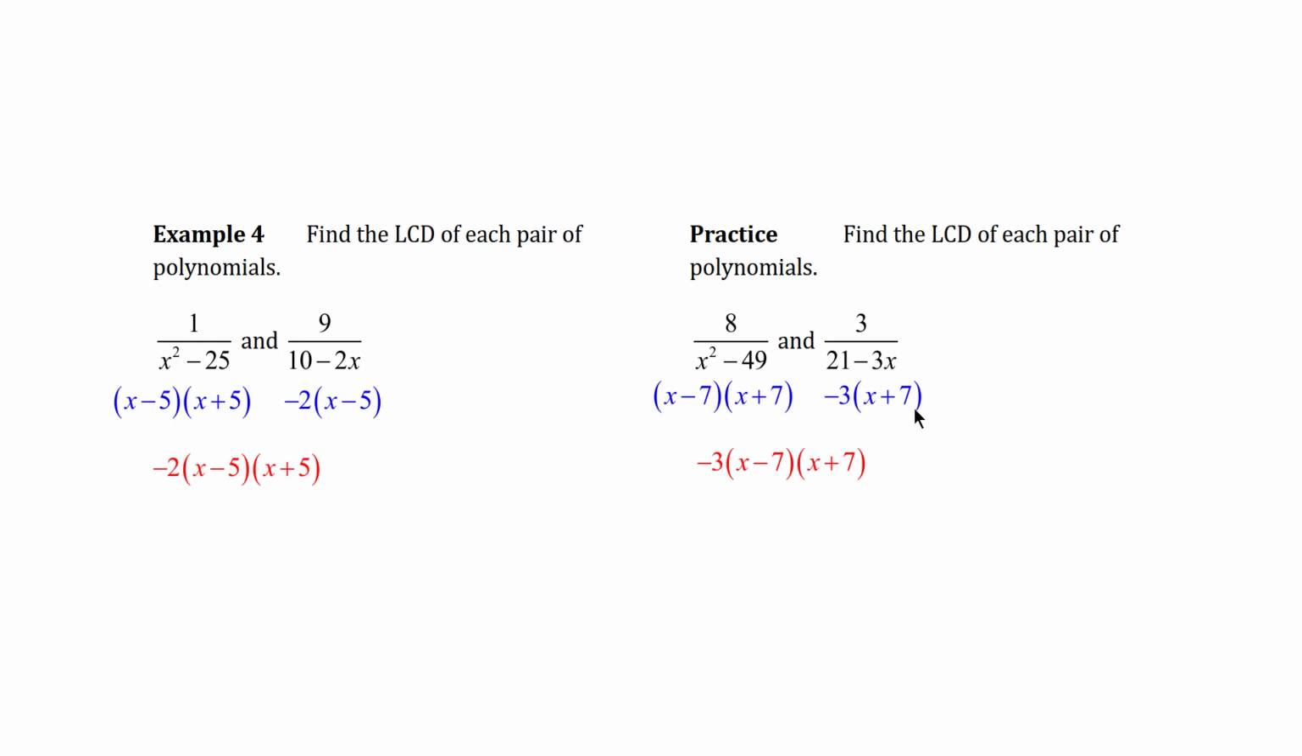From here, we go ahead and find all the unique factors from each denominator. From the first fraction, we include the x minus 7 and the x plus 7 as part of our LCD. From the second fraction, we include the negative 3. However, we don't include the x plus 7 because we already have an x plus 7 in our LCD. The final answer for the LCD is negative 3 times the parentheses x minus 7 times the parentheses x plus 7.